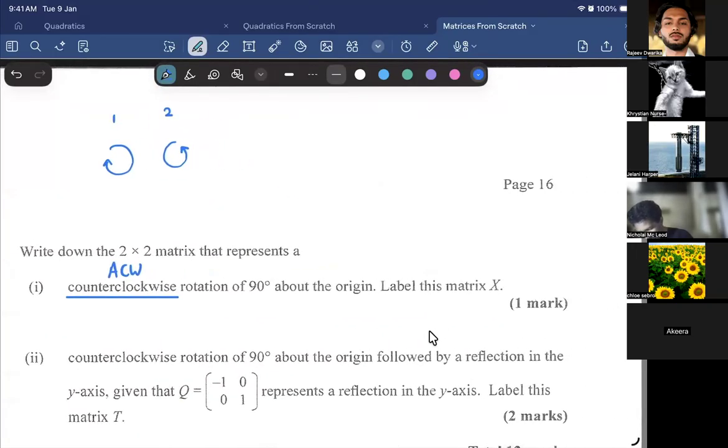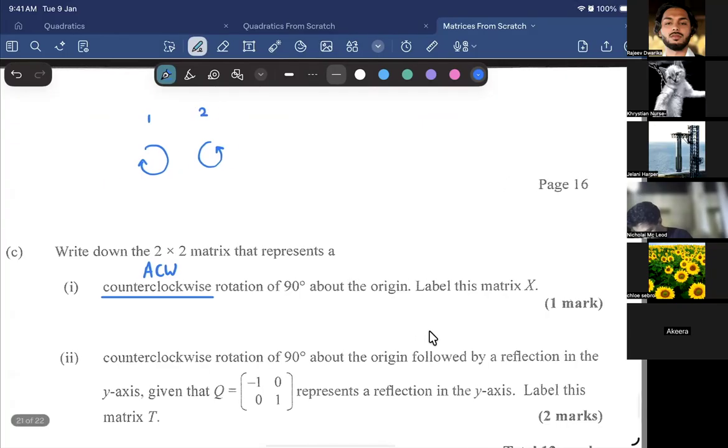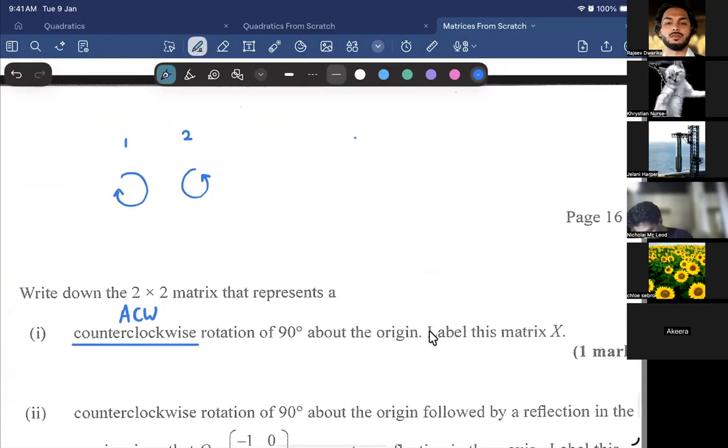So they want us to come up with a 2 by 2 matrix that represents an anti-clockwise rotation of 90 degrees about the origin. Label this matrix X. Sure, no problem. To do this question, I'm going to draw a unit circle, if that makes sense. Well, not really a unit circle, but I'm going to label the Cartesian plane with units of 1. You'll see what I mean.